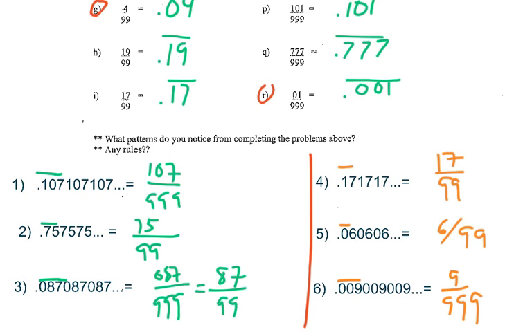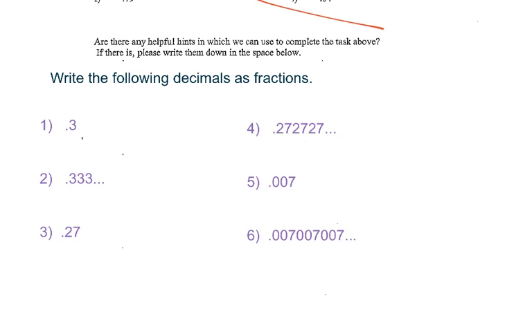Okay, go ahead and check your answers, 4, 5, and 6. So 17 repeats, 2 numbers over 99. 6 repeats, but 2 numbers actually repeat, 060606. But that's going to be 6 over 99. Here I have 3 numbers repeating, 009, 009, so I need 3 9s on the bottom. What repeats? 009, but that's really just 9.